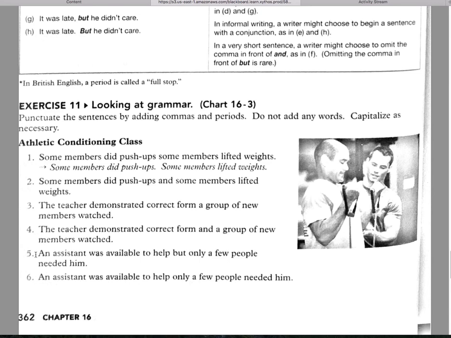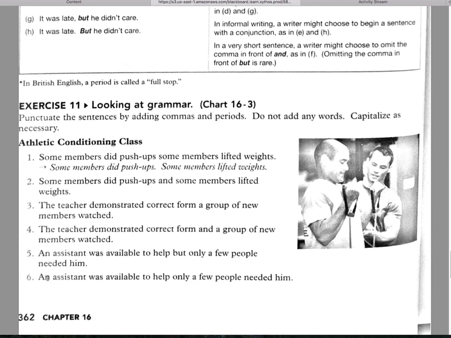Number 5. An assistant was available to help, but only a few people needed him. So here you would use an assistant was available to help, comma, but only a few people needed him. Remember what it said in the chart. Omitting the comma in front of but is rare. So you would use the comma right here in front of but, because it's connecting two independent clauses.